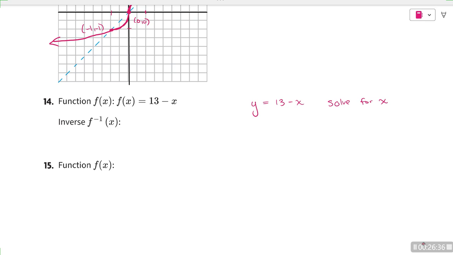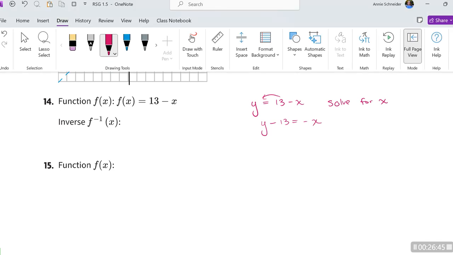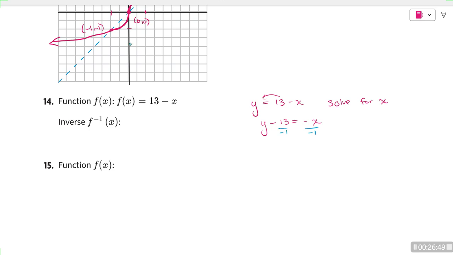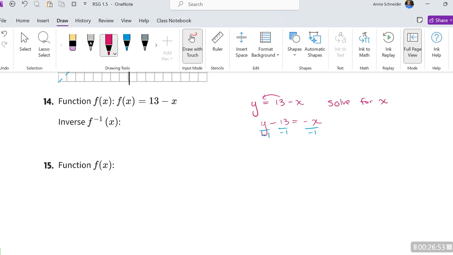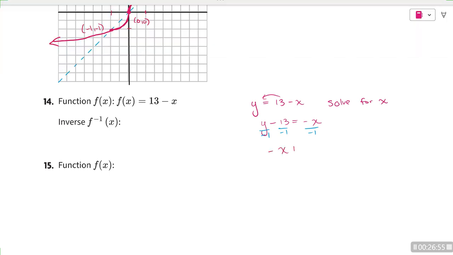I will subtract 13 first. Right, I'm going to move that over to this side. So it's positive on the right side, and I'm going to make it negative on the left side. And then I want to divide or multiply everything by -1 to get rid of that negative sign on the x. So negative y plus 13 equals positive x.